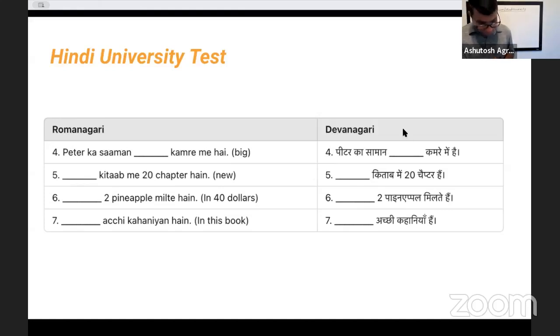I have a question, Ashuji. Can you write $40 के लिए? Or does it have to be में? You would not write $40 के लिए, it will be में only. In $40 में दो pineapple मिलते हैं. के लिए is like for, okay? Oh, were you saying something else, or did I misunderstand the question? Oh yeah. So you wouldn't say like for $40 there you can get 2 pineapples?